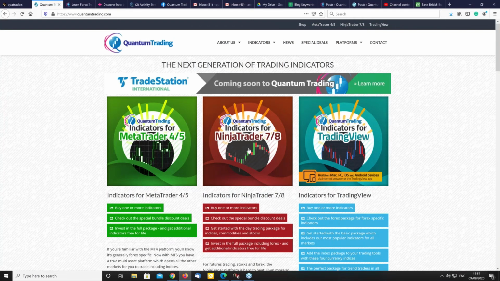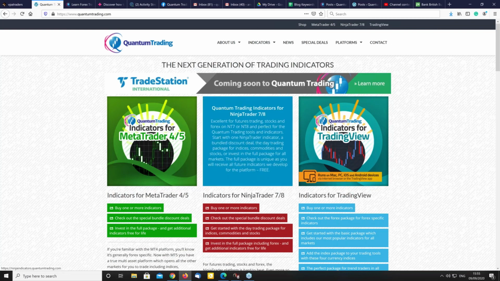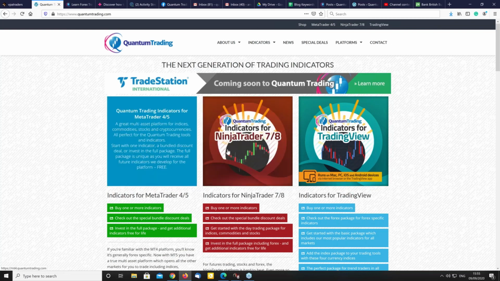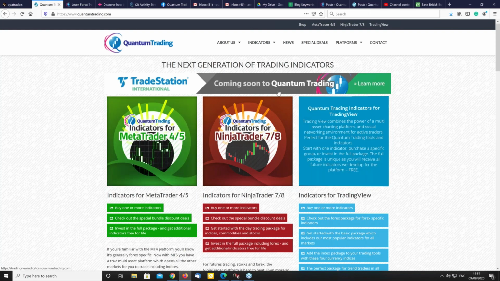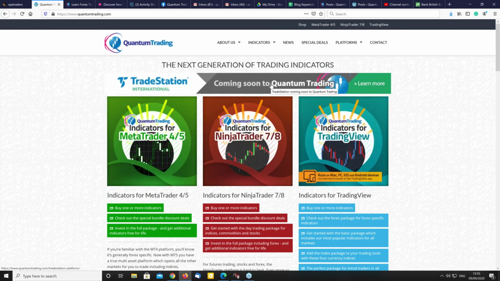MT4 and MT5, NinjaTrader 7 and 8, that's a single license, the same on MT4 and MT5, so it covers both platforms. TradingView and TradeStation, yes, TradeStation is coming. Both 9.5, which is the partnership between TradeStation and Interactive Brokers. So if you have an Interactive Brokers account, you can link it straight through to TradeStation, so you have all the advantages of a deep discount brokerage, such as Interactive, linked through to TradeStation. You can use all the power of TradeStation trading through Interactive.